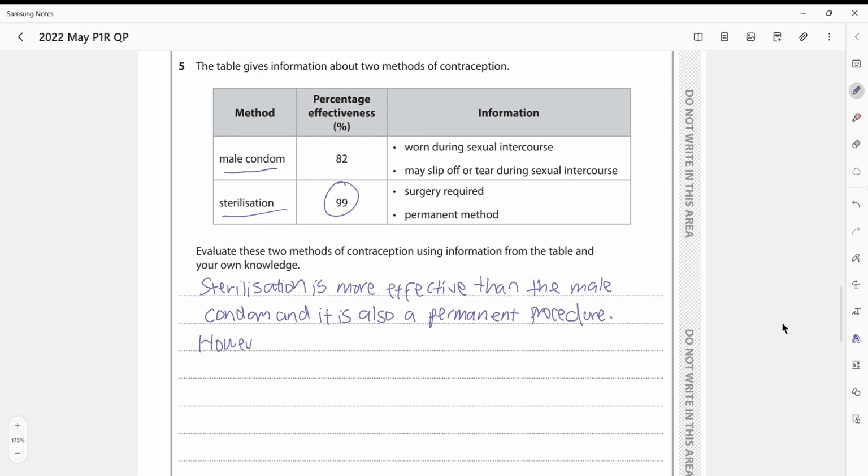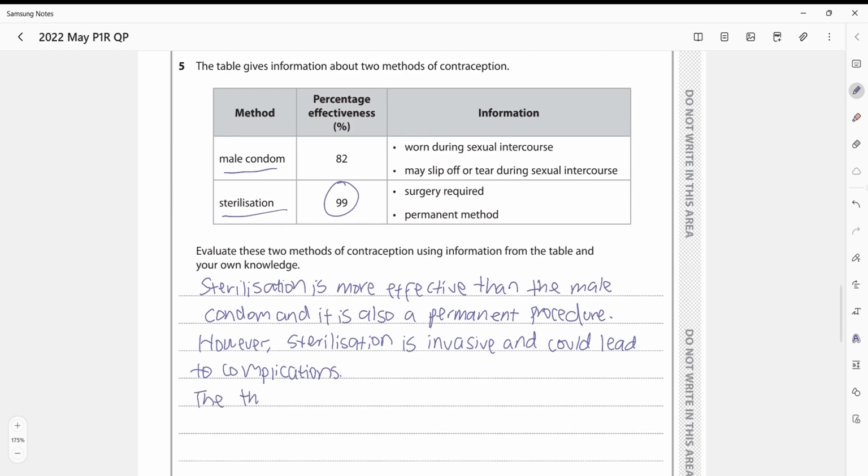However, sterilization, because it's a surgical procedure, is invasive and could lead to complications. Now, the male condom is very good at protecting against sexually transmitted diseases.